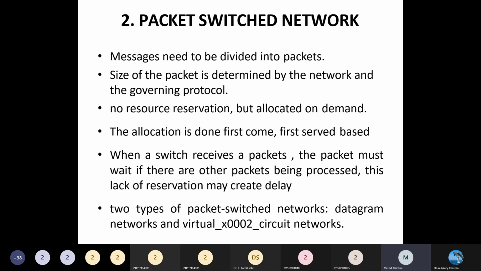When the packets are received, they must be processed, and then the data is transferred from one place to another in the form of packets.